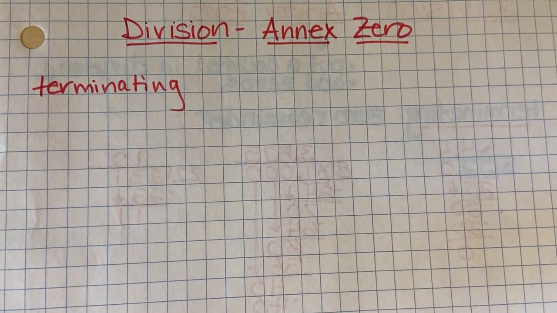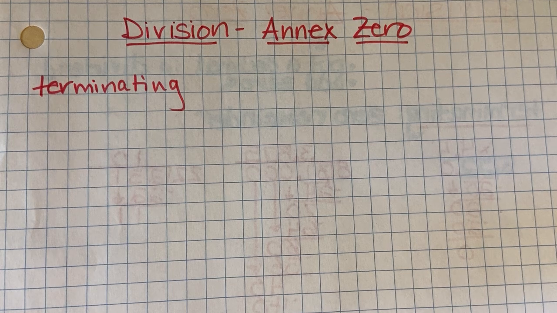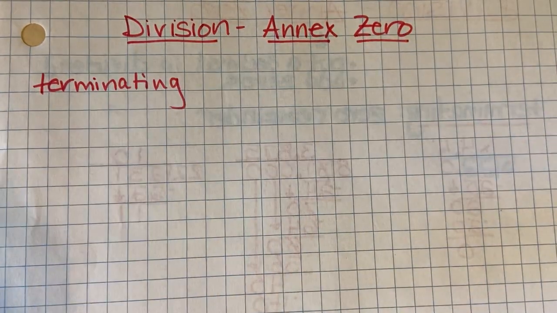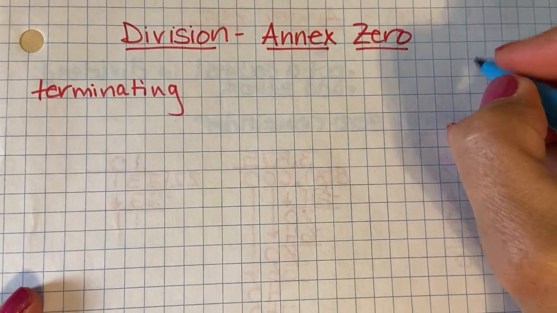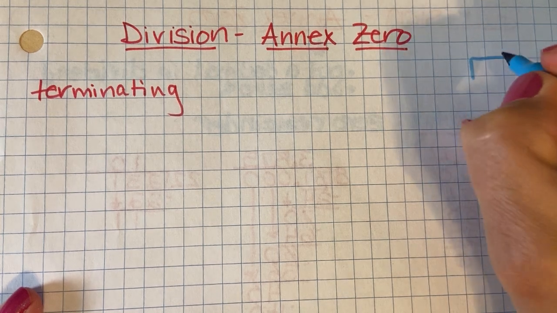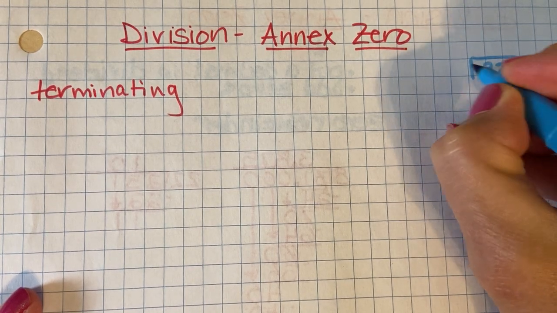Hi everybody, welcome back. Today we're going to talk about division, long division when you have to annex a zero, okay? And what that means is when you annex a zero, it just means you're going to put a decimal place in your dividend. Remember, this is when you have a division problem, you have a divisor and you have a dividend.